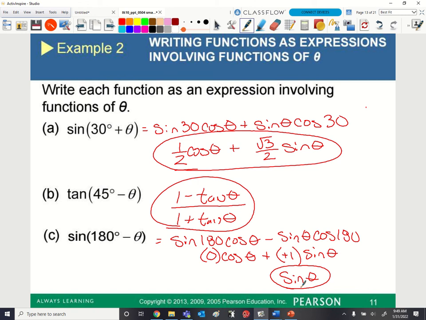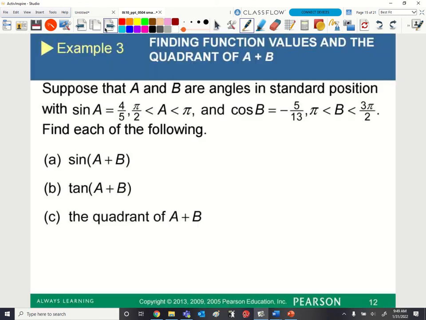I think, wait, hold on, let me check. Example 3, standard position, and so on. All right, you know what? I'm going to save this one for Wednesday.